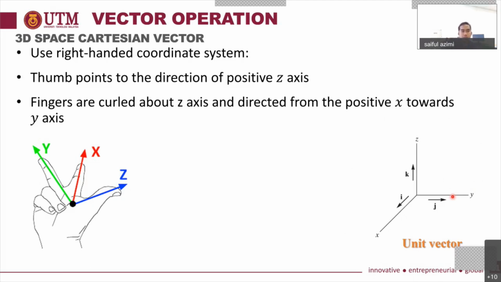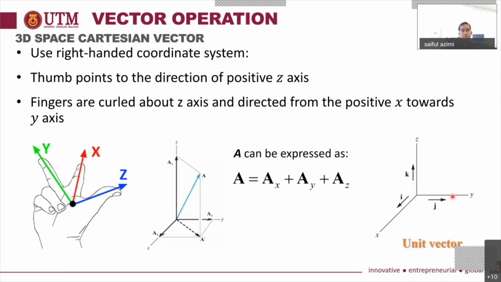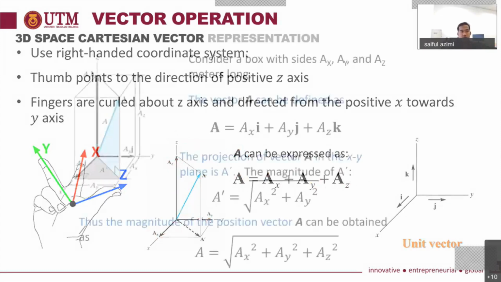Okay, Cartesian vectors. Right. So for this 3D space, here we have A, which is the resultant force. We have AZ here, AY here, and AX here. So A can be expressed as the combination of the X element, the Y element, and also the Z element. Okay. Right.